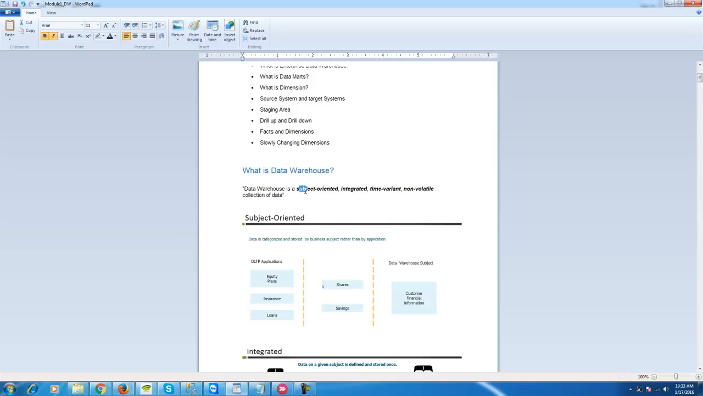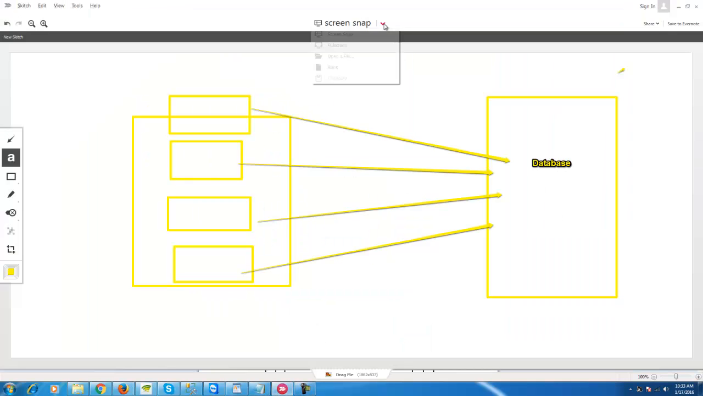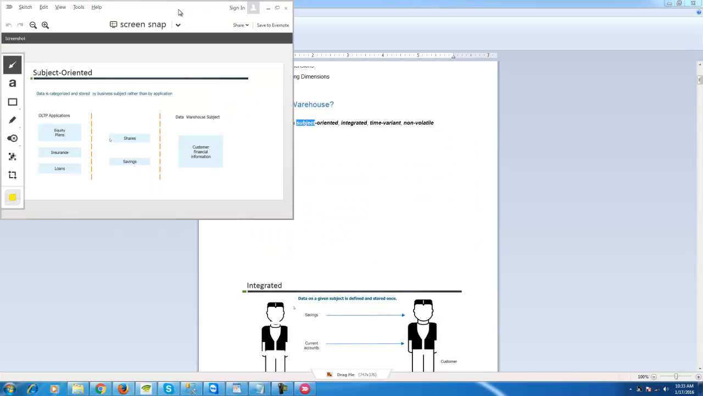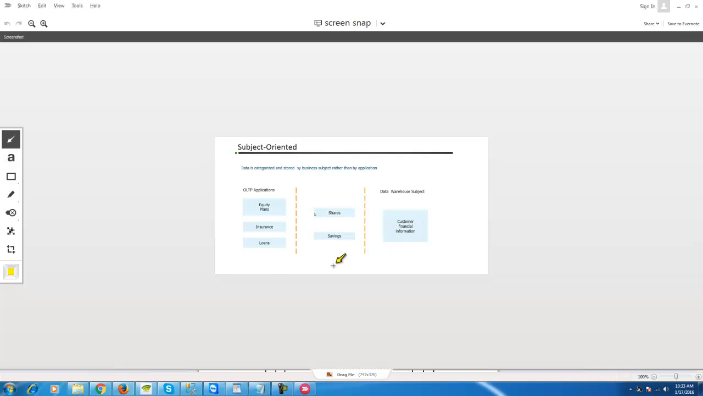So let's quickly jump into each of these highlighted terms. What is subject oriented? Very first thing, as I mentioned, you might have different applications. Let's take an example. In a bank, you have an application for loans, a different application or website for insurance, and similarly a different application for equity plans. If you take any bank like ICICI, ICICI Prudential Life Insurance is their insurance website. Similarly, for equity plans they have a different website, and for loans they have a different website. And if you see these different OLTP systems, these are hosted on different servers.